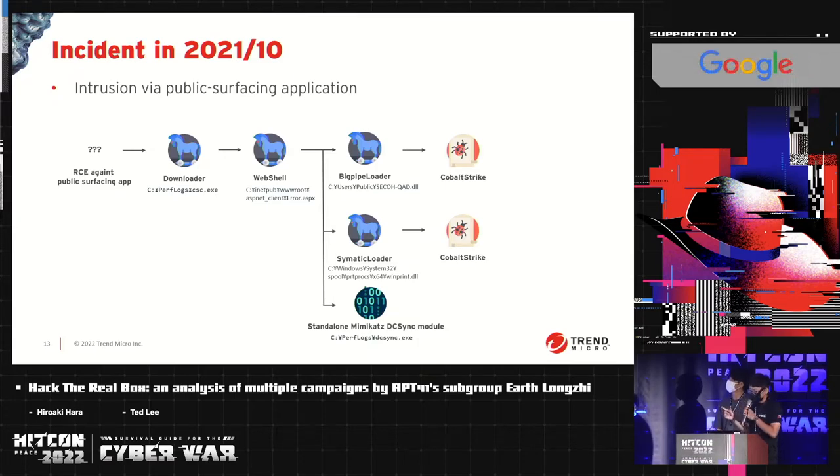Based on the logs we found, they are trying to use the IIS service to do the RCE, and they would deploy a downloader and web shell, and then deploy the loader and the hack tools they want.